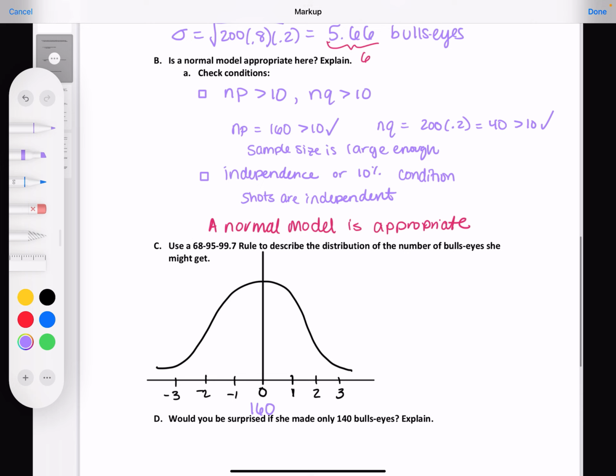All right, so 1 standard deviation away is 166, 2 is 172, 3 is 178. In the other direction, it's 154, 148, and 142. Look at you counting so fast. Do you already have this right now, or are you doing this in your head?